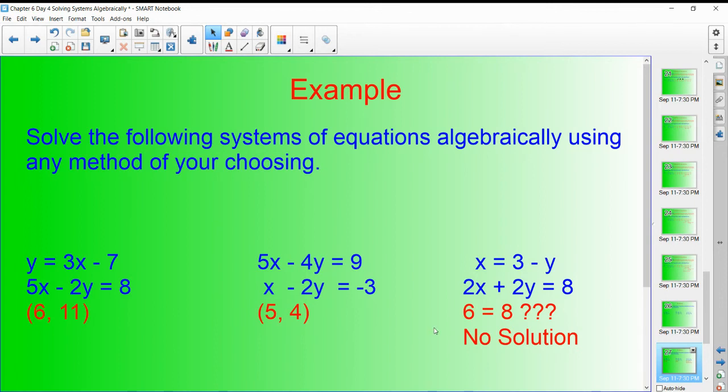Now the third one, I don't care whether you use substitution or elimination, I'd probably use substitution. But eventually you get something like 6 equals 8, or if you did it a different way, maybe get 0 equals 2, where there's no x's, there's no y's, the left side doesn't equal the right side, and you get no solution. Now if I graph these, they're going to be parallel lines and they're not going to intersect. That's okay. When you get to this case, you get no solution.